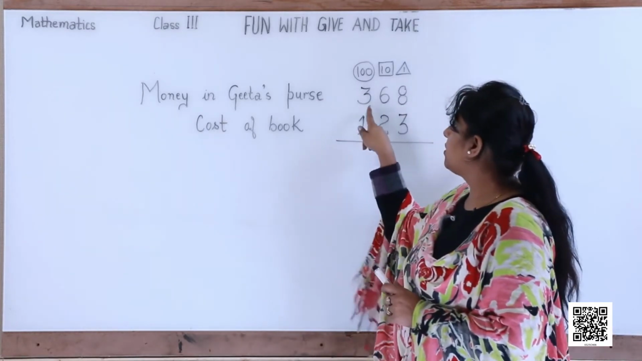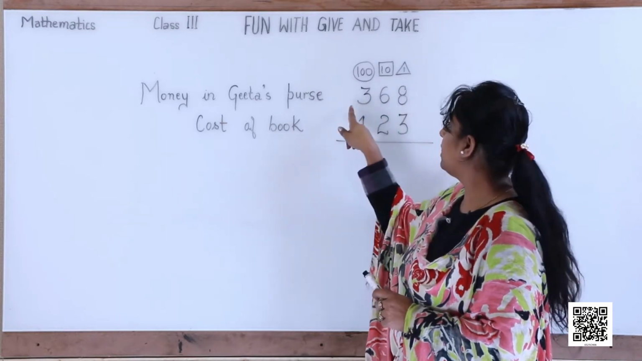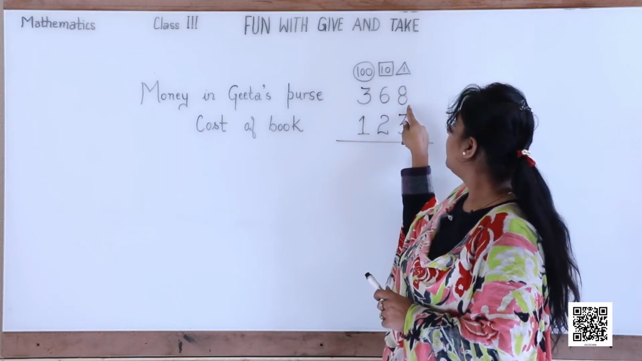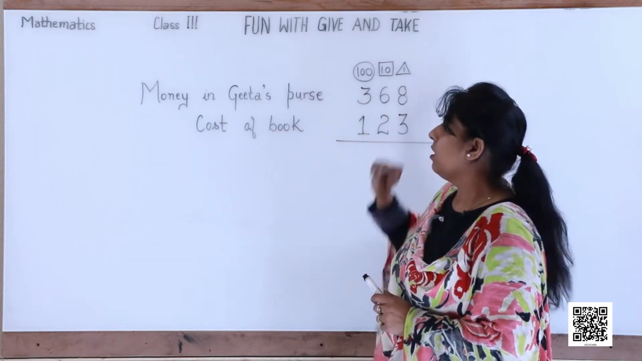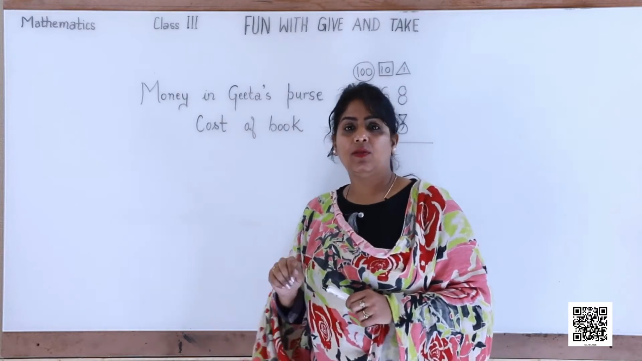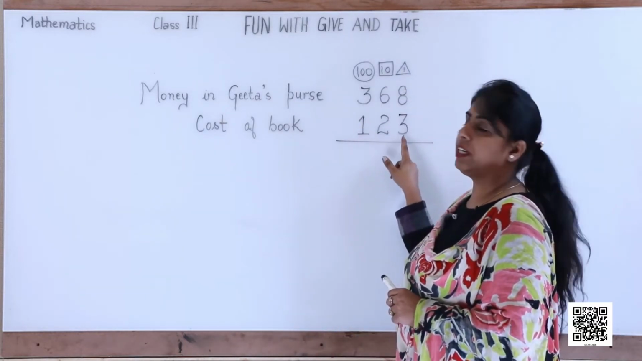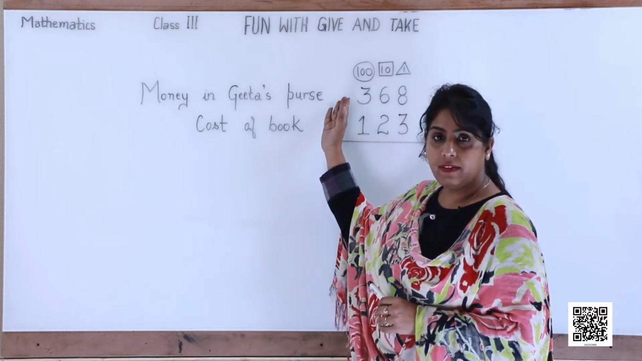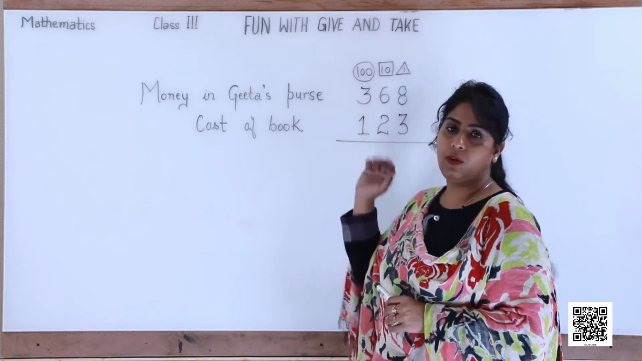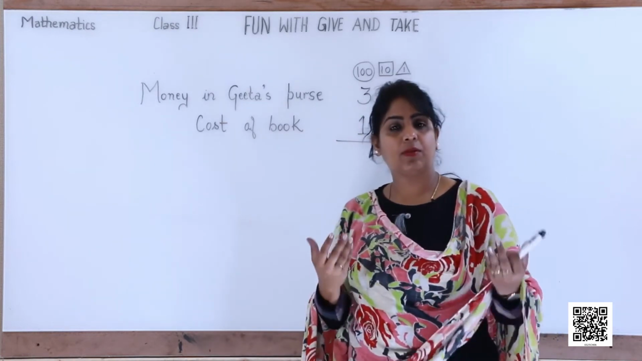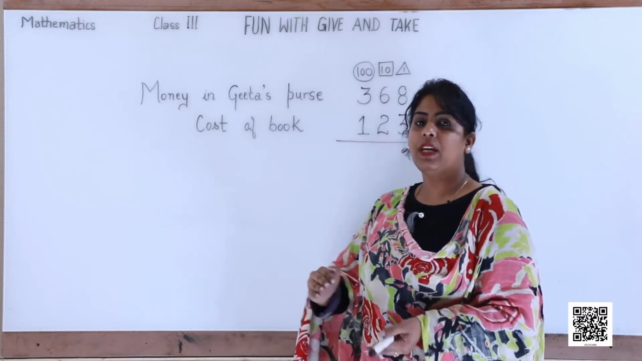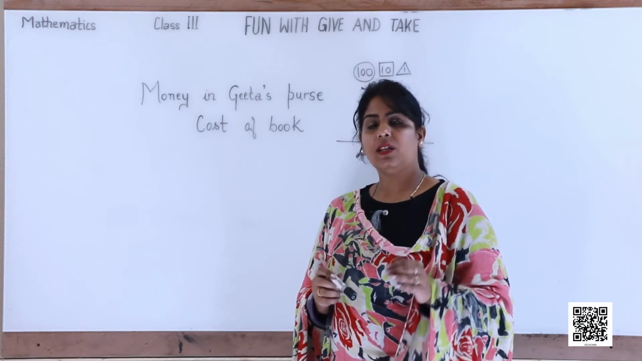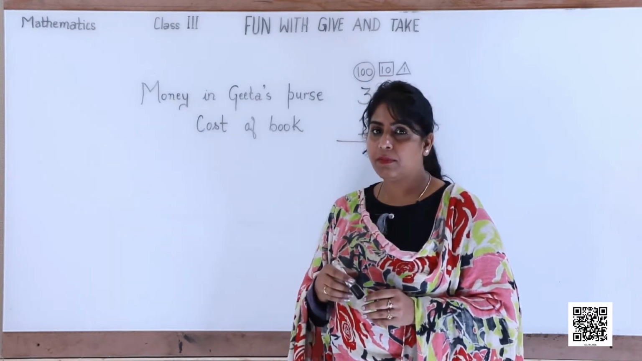Yes, rupees 368 means 3 hundreds, 6 tens and 8 ones, right? And the cost of the book she purchased was 123. Dear students, we always write the greater value above the smaller value. Why? Because we can subtract the smaller number only from the larger number, right? We cannot subtract the larger number from the smaller number.